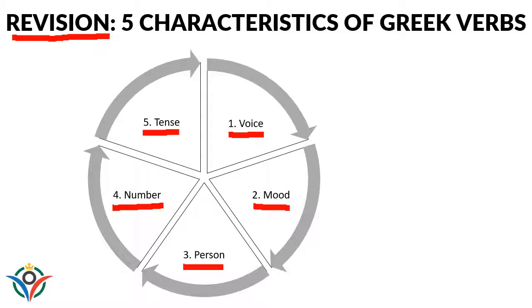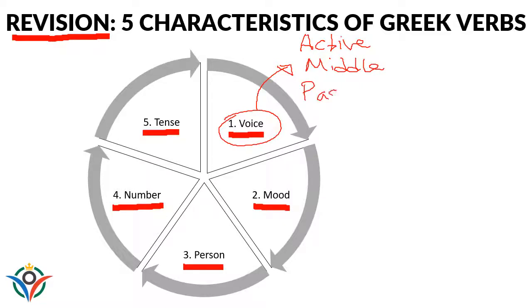So let's speak about each one briefly. The voice, if you remember, indicates the relationship of the action of a verb to its subject. And there are 3 voices in Greek. We have the active voice, where the subject performs the action. We have the middle voice, where the subject acts for itself. And finally, we have the passive voice, where the subject receives the action of the verb.